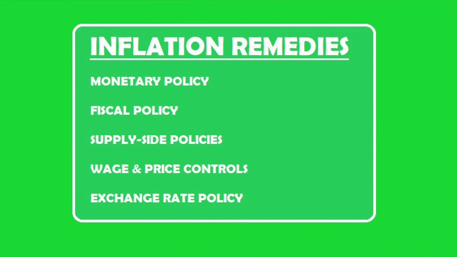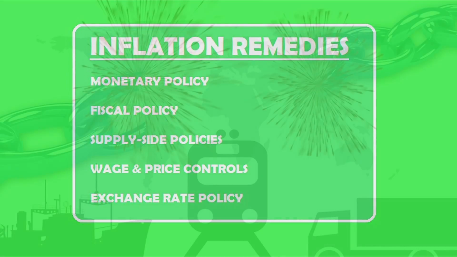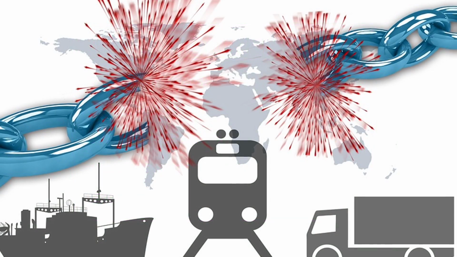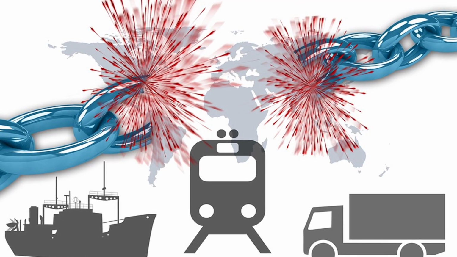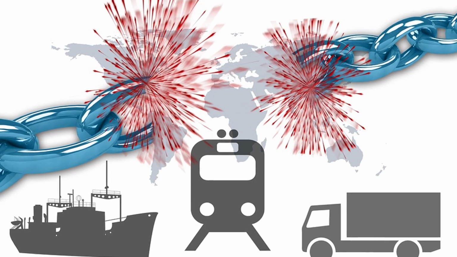Supply-side policies. Governments can implement policies to increase the supply of goods and services, such as investing in infrastructure or reducing regulations, which can help reduce inflationary pressures.